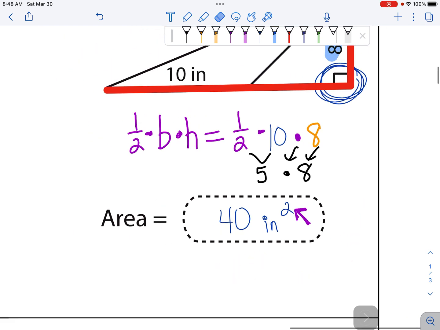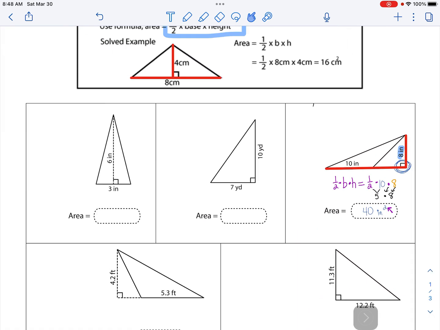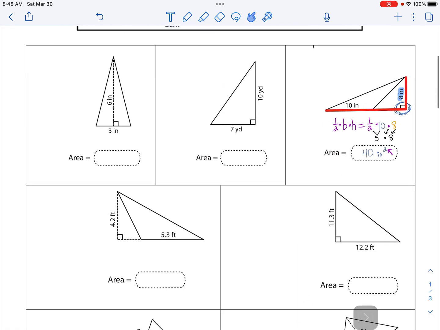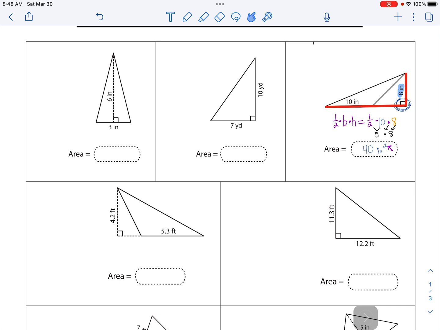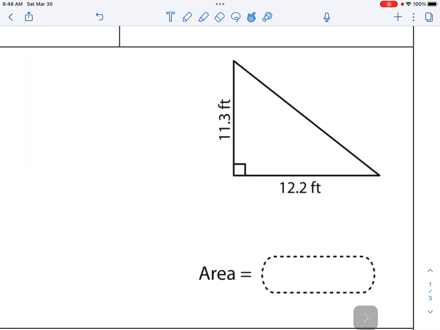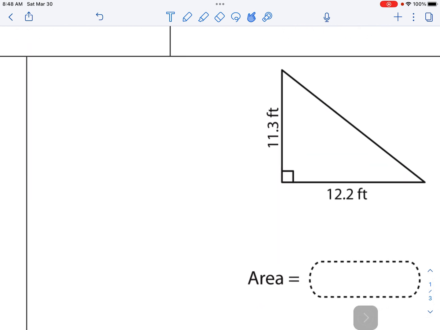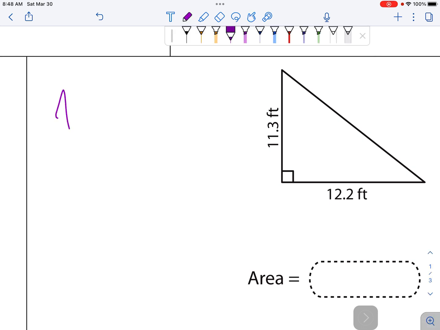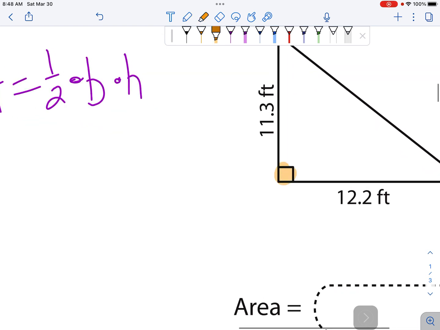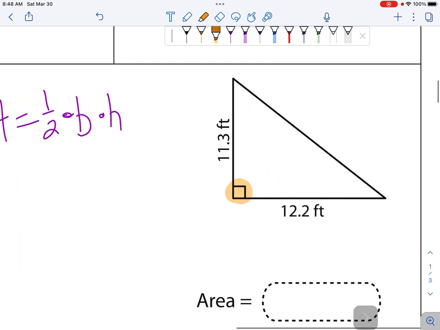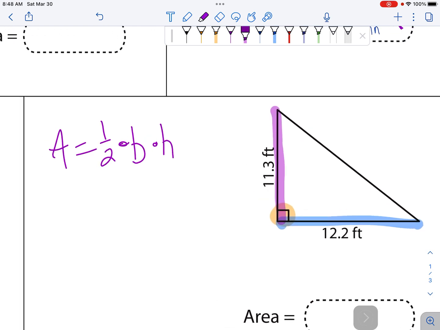Okay, let's look at one more. Oh no, here's one with a decimal. Whatever will I do? Well, you're going to use a calculator. I gave you a little more room over on the side here. We have area equals 1/2 times the base times the height. I'm looking for the right angle symbol that's connecting the base and the height. So we'll call 12.2 the base, and we'll call 11 3/10 the height.